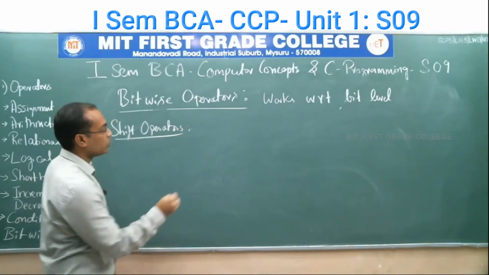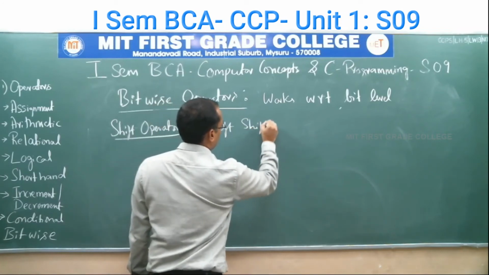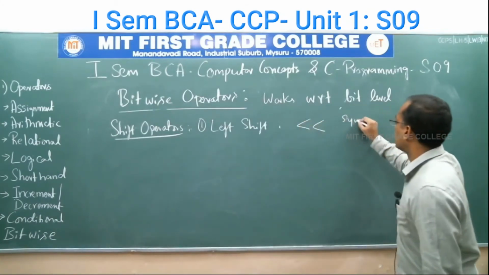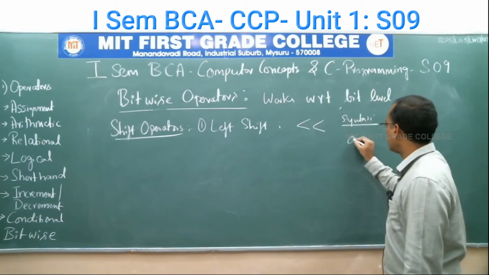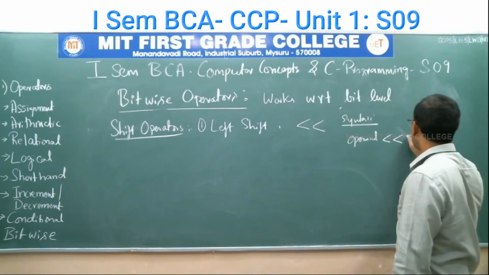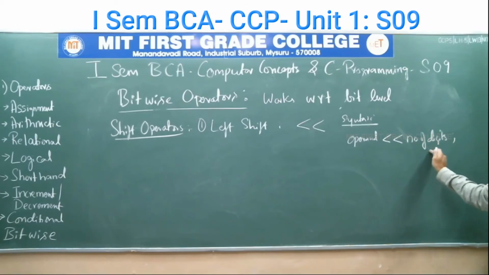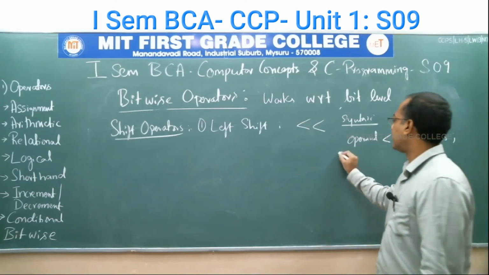In shift, I told you there are two types. Left shift, which the symbol is this, and the syntax for usage is like this: operand, left shift, and number of digits. This number of digits indicates how many shifts you want to perform on the operand, either on the left side or the right side. We'll take one example.